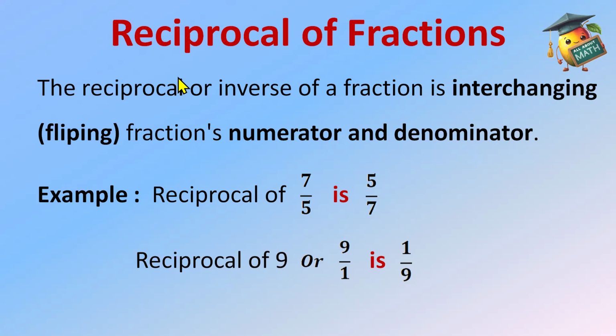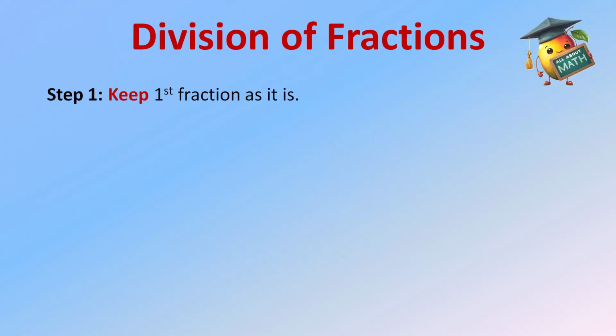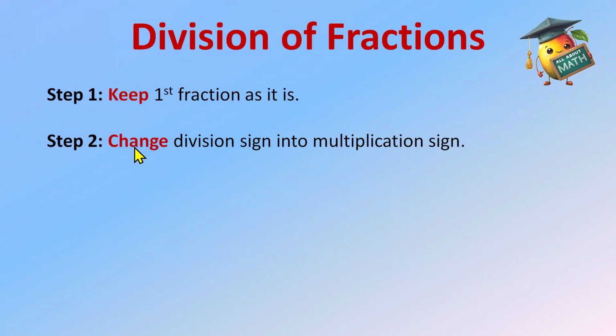Now we are clear with the reciprocal or the inverse, that they're just the interchanging of the numerators and denominators of the fraction. Now let's start with the division of fractions. For that, you can simply see the steps. Step 1: when you're going to have two fractions and you're going to divide them, there will be the first fraction, then you'll see the divide sign, and then the other fraction. So keep the first fraction as it is. You're not going to change it.